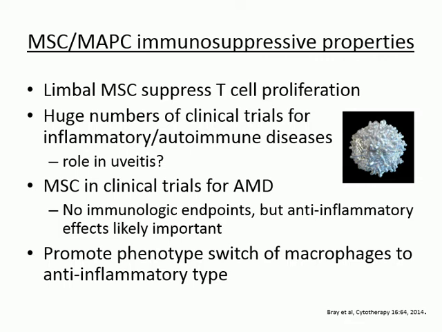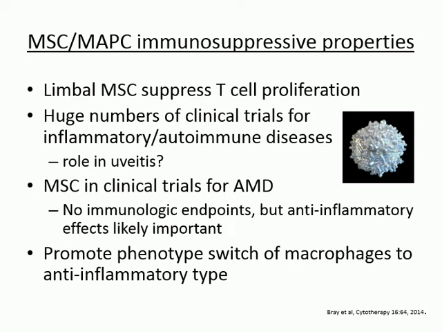Another way that the cells can affect their environment is by manipulating the immune cells around them. We know in the eye that limbal mesenchymal stem cells suppress T cell proliferation. Suppression of T cell proliferation is the kind of common mechanism that mesenchymal type stem cells or multipotent adult progenitor stem cells use to manipulate the immune environment.